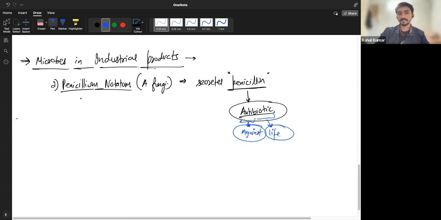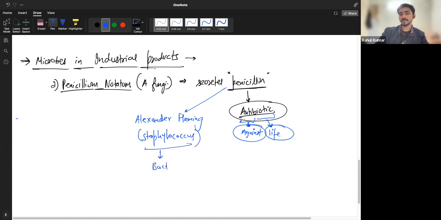Okay, so penicillin is the first discovered antibiotic. It was discovered by Alexander Fleming. Just remember that. Alexander Fleming discovered it, and he was working on the bacteria Staphylococcus. So this is the bacteria against which he first discovered it.